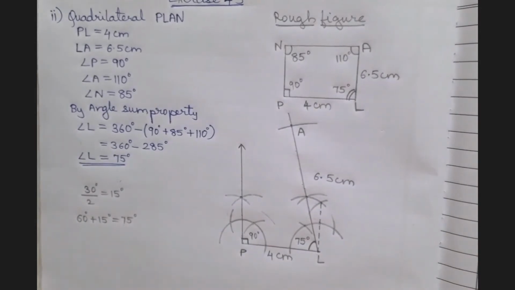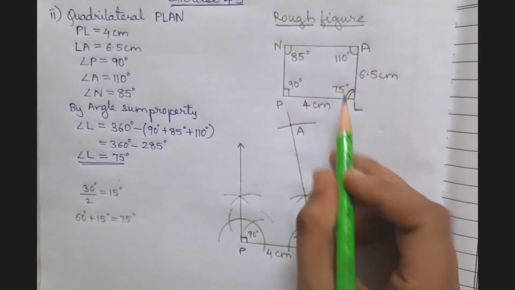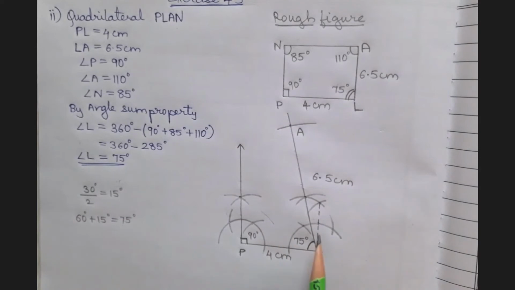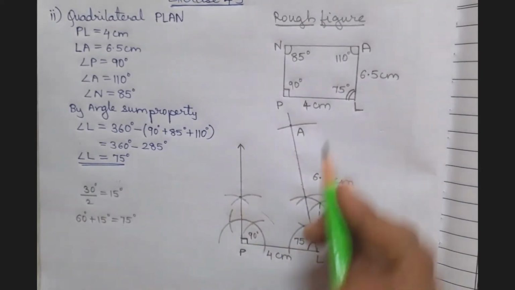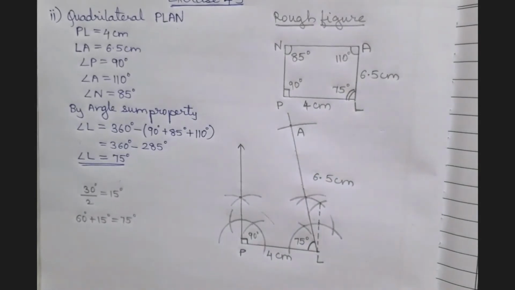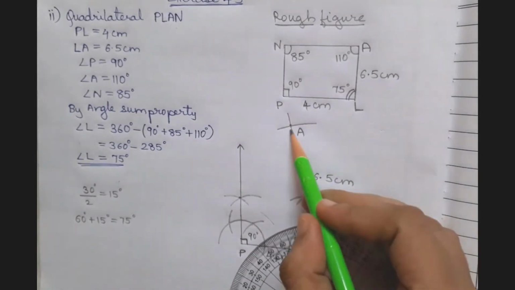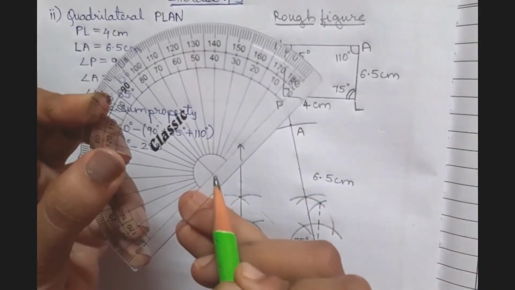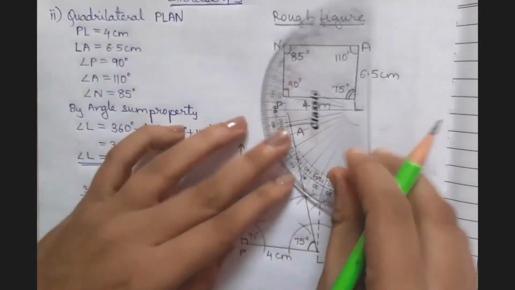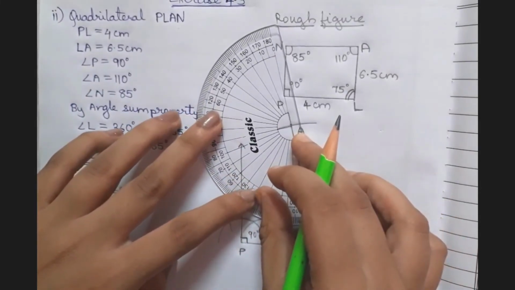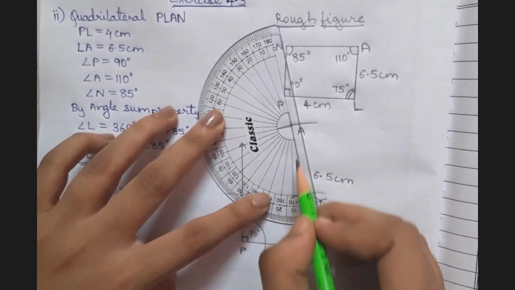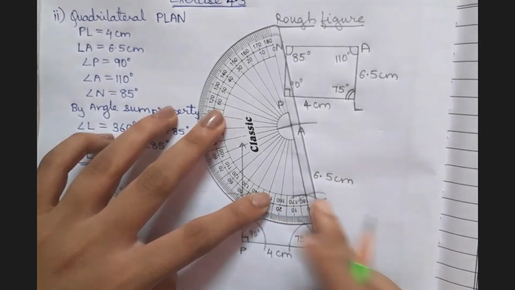Okay, now students, we have to construct here angle A, which is 110 degrees. Now 110 degrees is not a standard measurement. That is, we cannot calculate it by using a compass. So for this construction of this angle, we need to use a protractor. So we will use a protractor now to construct angle A. So keep the exactly center point of your protractor on point A. And the line should coincide with this segment AL. The base line should coincide with the segment AL.